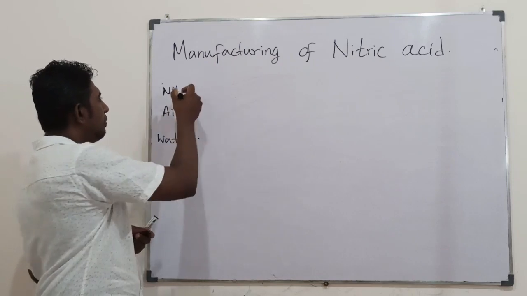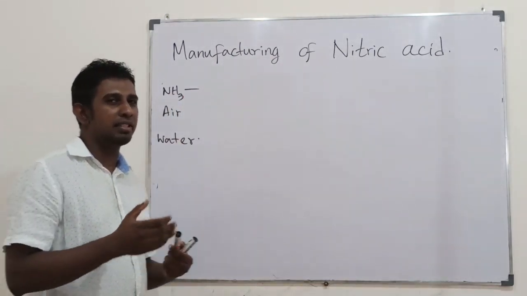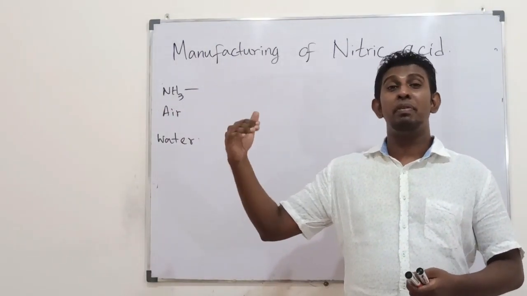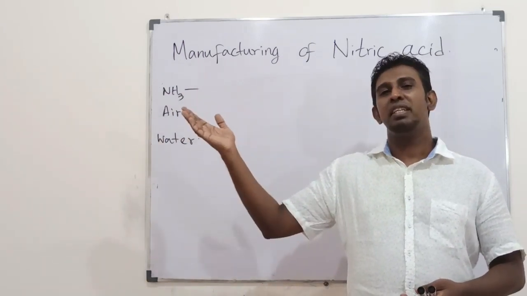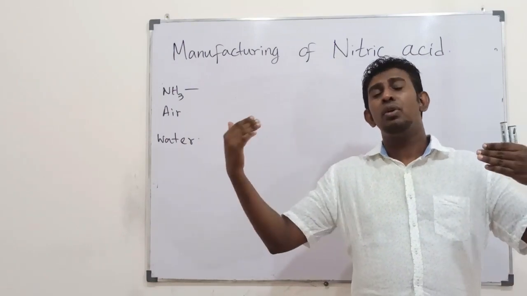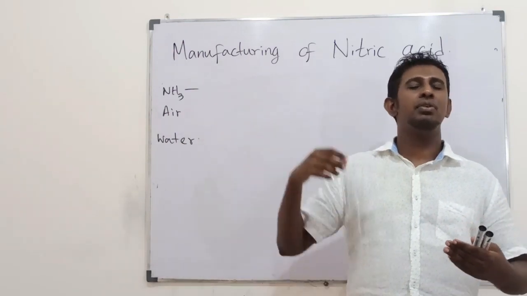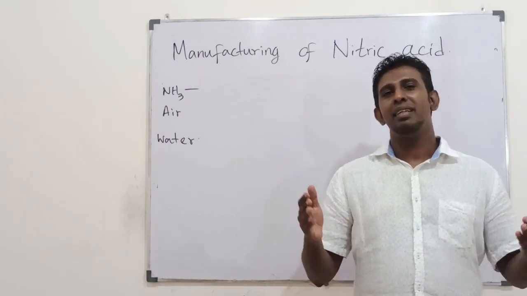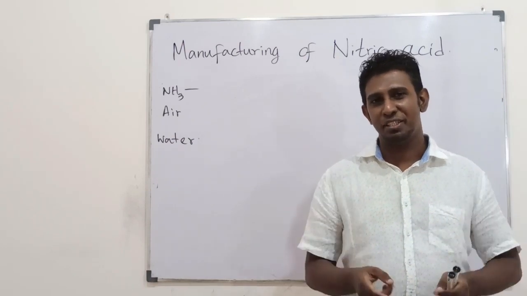Nowadays we take ammonia from the Haber process, ammonia manufacturing by the Haber process. But before manufacturing ammonia using the Haber process, Ostwald started manufacturing nitric acid using ammonia from other sources. He found ammonia from other sources and used that in manufacturing nitric acid. But presently, we are using ammonia from the Haber process.